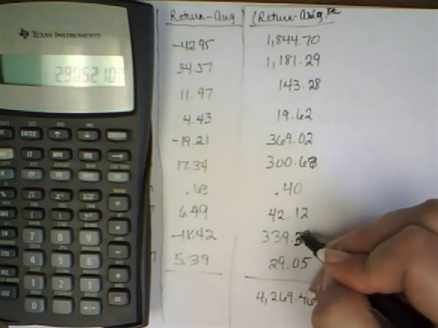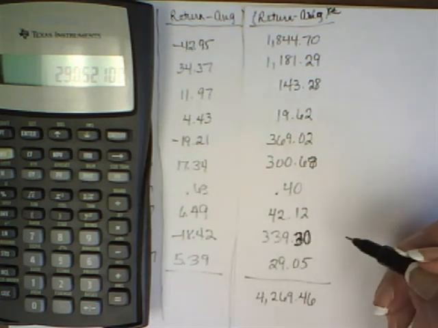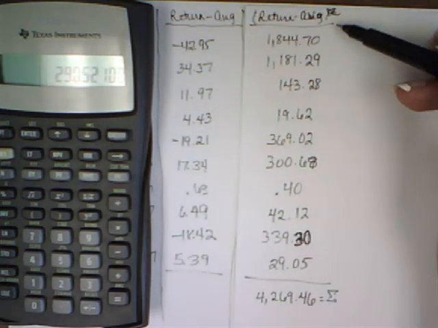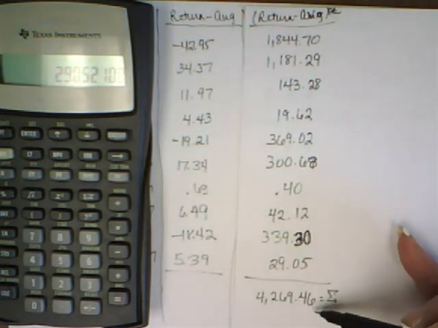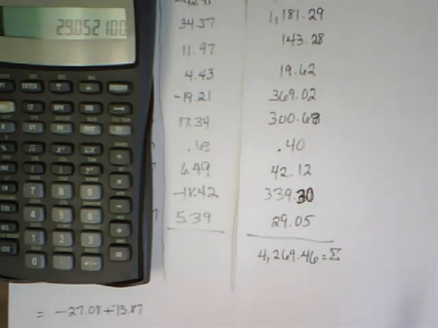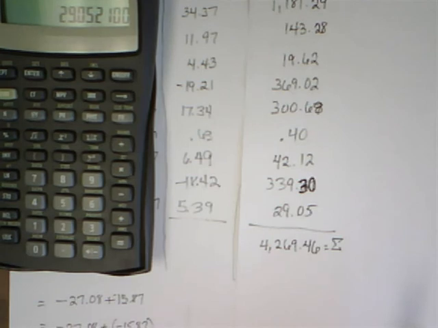You'll see the sigma symbol. This is the sum of the differences of the squares, 4,269.46. Okay, we're going to go up a little further on this.